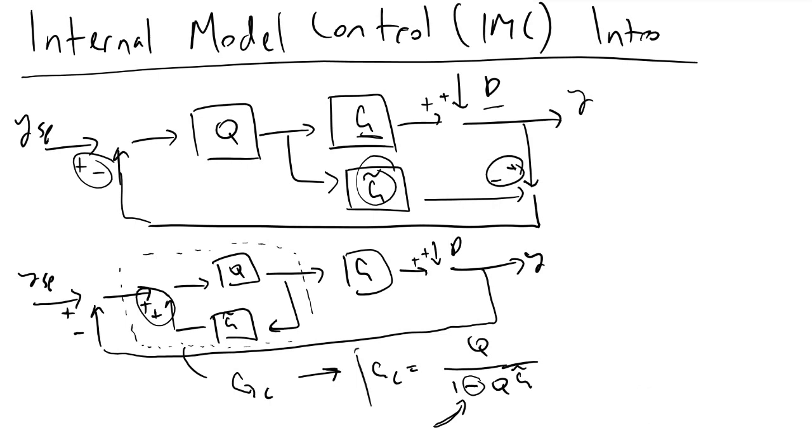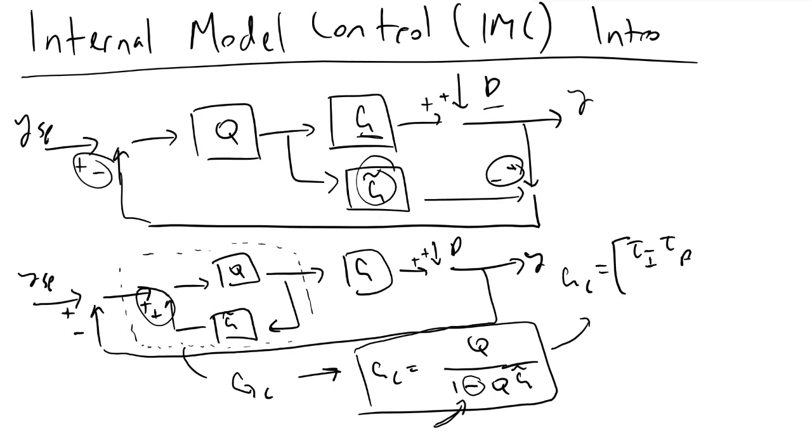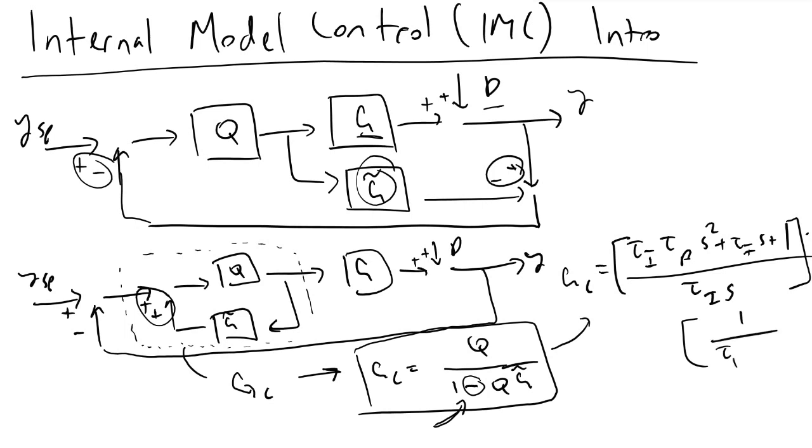And so what we end up with is that GC, the controller function that we're going to want to design for this process, will have this form. And so we are interested in PID controller design, and so we can rewrite this in the form GC is equal to the quantity tau I, the integral time constant, times the derivative time constant tau D times s squared plus tau I s plus 1, divided by tau I s, and we will multiply this function by, I'm sorry for going off the page here, a filter to make this a physically realizable system, tau F s plus 1.